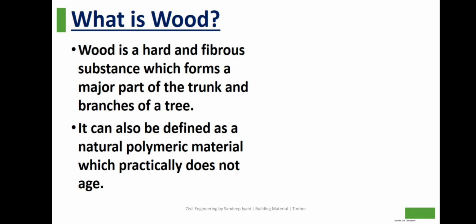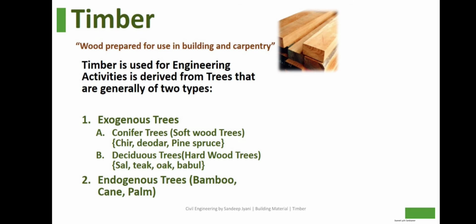Timber. What is wood? Wood is a hard and fibrous substance which forms a major part of the trunk and branches of a tree. It can also be defined as a natural polymeric material which practically does not age. Timber used for engineering activities is derived from trees that are generally of two types: exogenous trees and endogenous trees. Exogenous trees are of two types. First, conifer trees and second, deciduous trees.